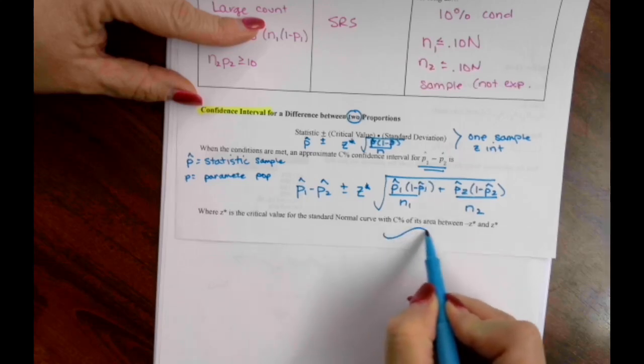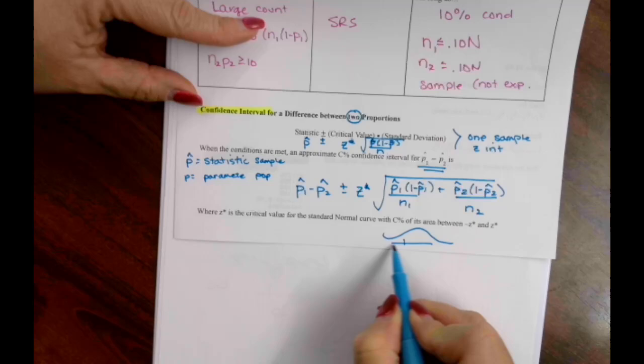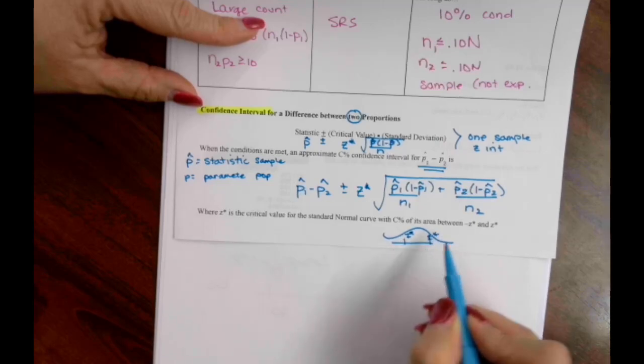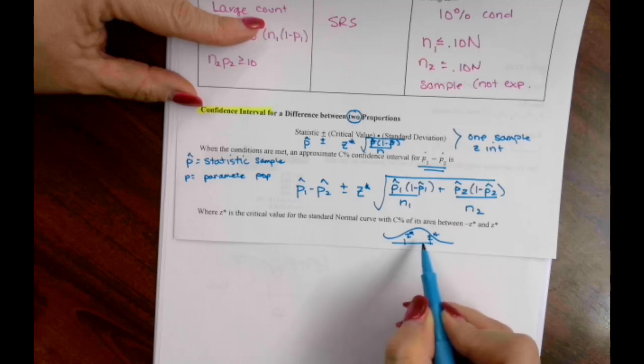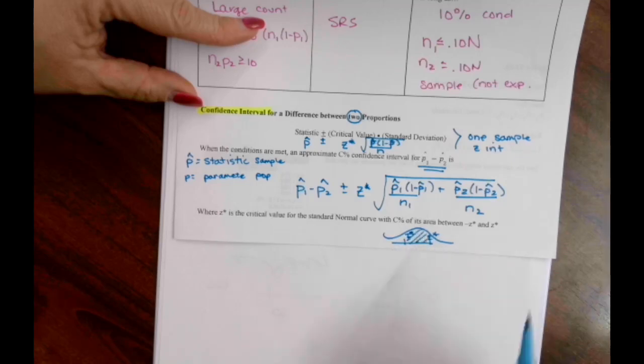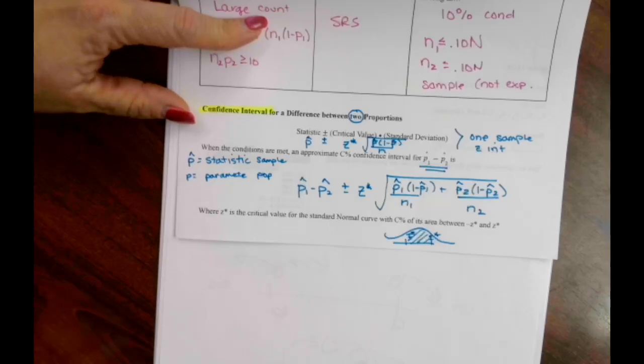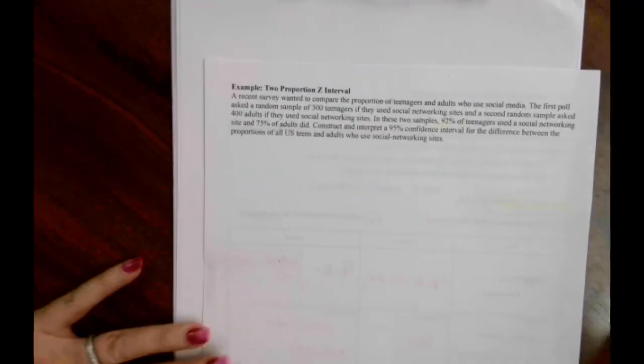So we've done this before, but what this is going to be is we have a z star here, and we have a z star here, and these z stars are going to be symmetric based on whatever our confidence interval was. And we get that from our inverse norm. All right? Okay, let's go straight to an example problem.